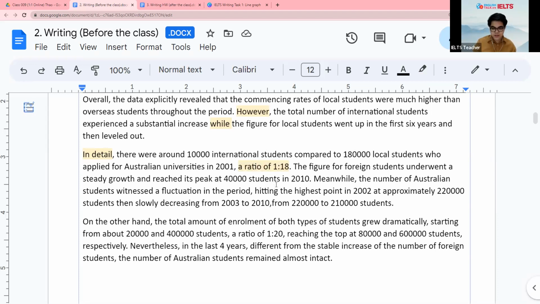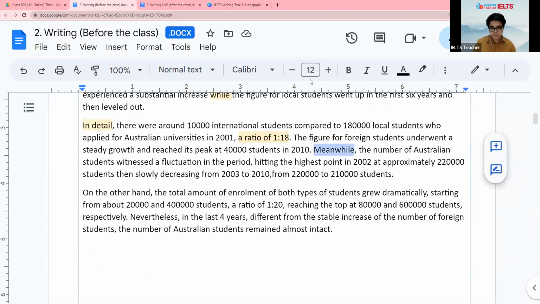Foreign students underwent a steady growth and reached their peak at 40,000 students in 2010. Meanwhile, okay, I'm highlighting some good vocabs and phrases. The number of Australian students witnessed a fluctuation in the period. For example, here you said period because you already said 2010 here. So this is an extra point for you, hitting the highest point in 2002 at approximately, slowly decreasing from, okay.